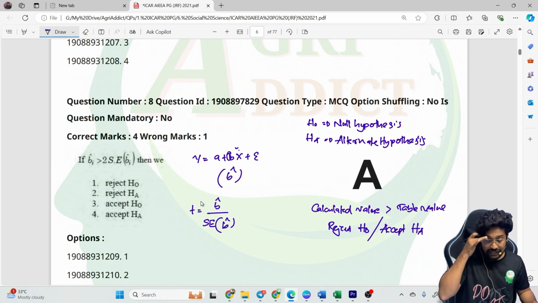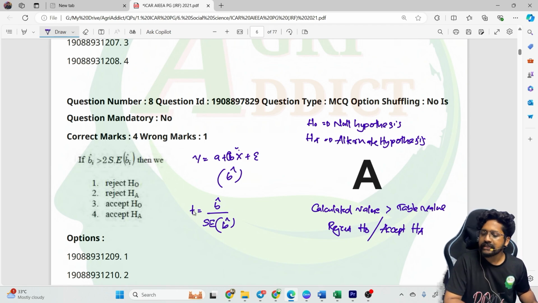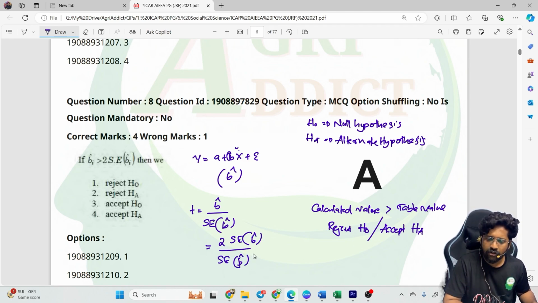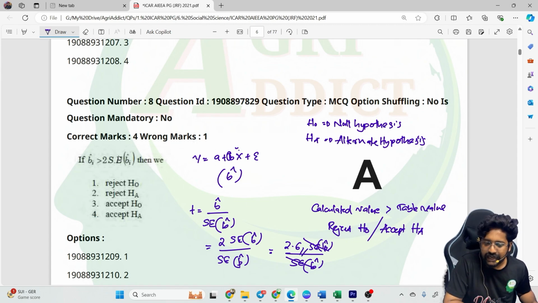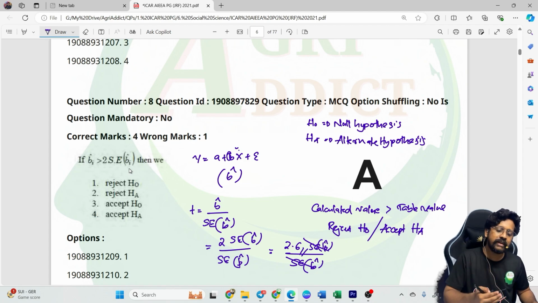We have already been given that the beta hat value is greater than 2 times the standard error of beta hat value, so we can understand that the numerator will be greater than 2 times the standard error of beta hat value, right? So we can assume that maybe it is 2.5 or 2.6 times the standard error of beta hat value, divided by standard error of beta hat value. Here the standard error of beta hat from the numerator and denominator will be cut off, and we get the value 2.6. As it is greater than 2 times the standard error of beta hat value, obviously we can understand that the value of the t statistics will be greater than 2.